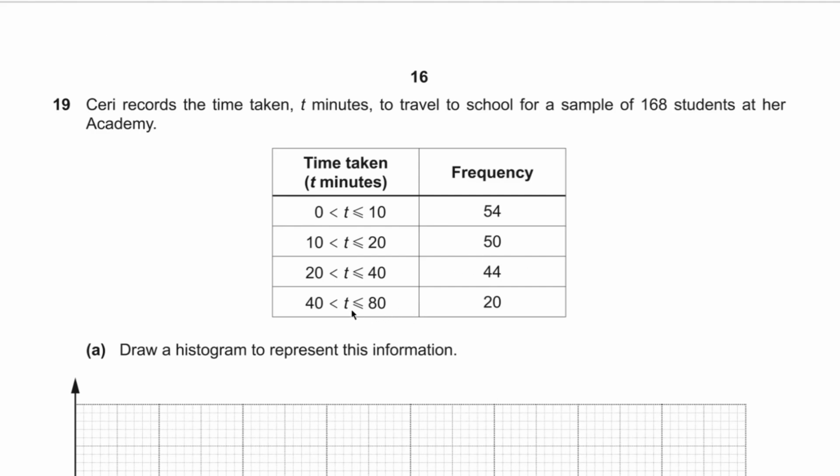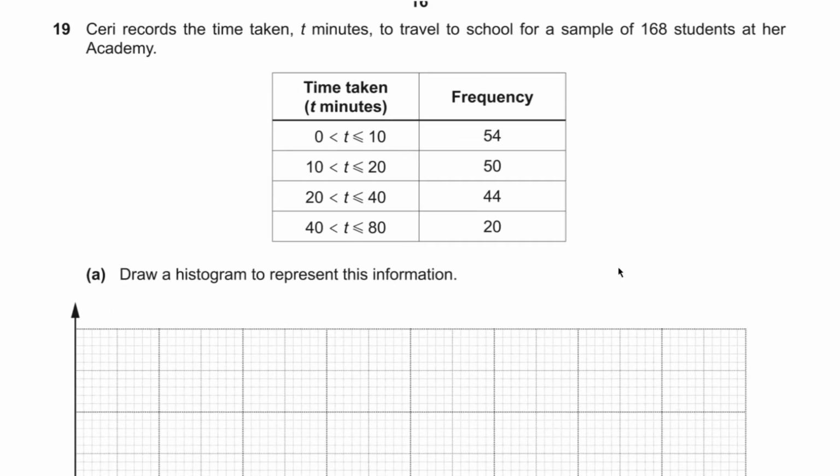Question 19. Sarah records the time taken, in minutes, to travel to school for a sample of 168 students at her academy. We have to draw this histogram to represent the information. Well, what we can do is find the class width of each of these. Here we've got 10, here we've got 10, here we've got 20, here we've got 40. We've got the frequency, and with this we can find the frequency density. And we can do that by doing frequency divided by class width.